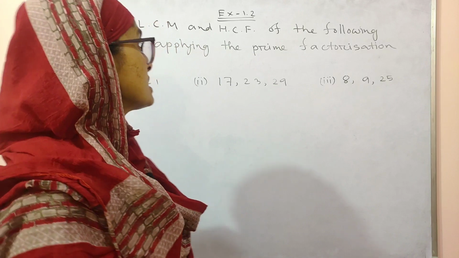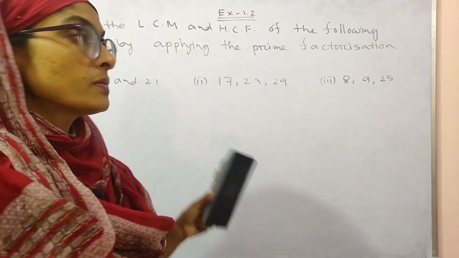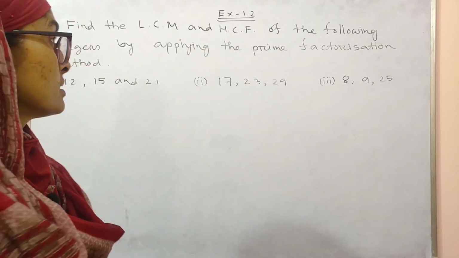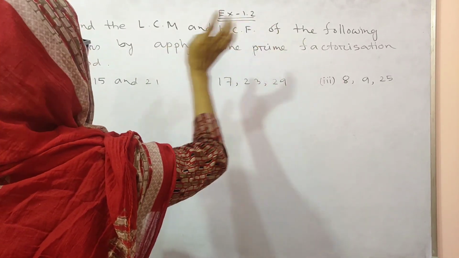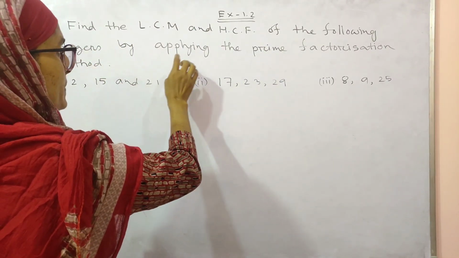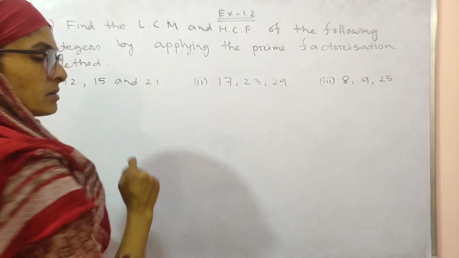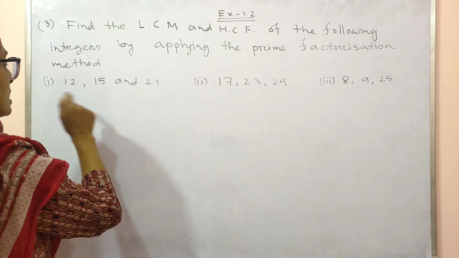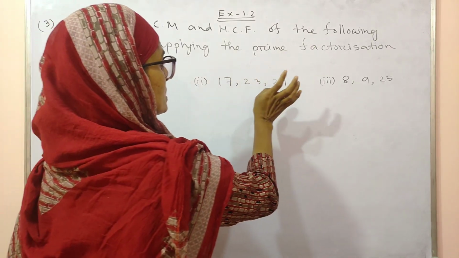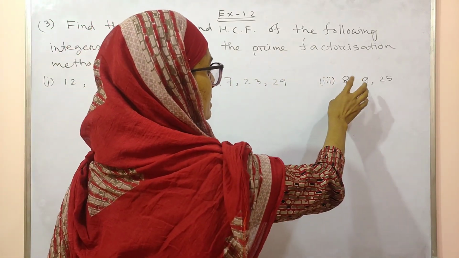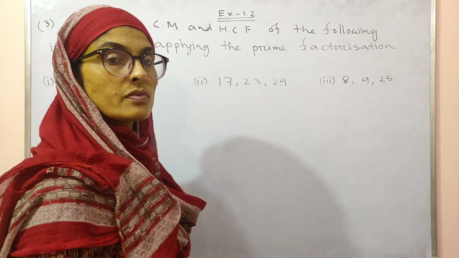Today I am going to discuss exercise 1.2 from question number 3. Find the LCM and HCF of the following integers by applying the prime factorization method. Number 1: 12, 15 and 21. Number 2: 17, 23, 29. And number 3: 8, 9 and 25.